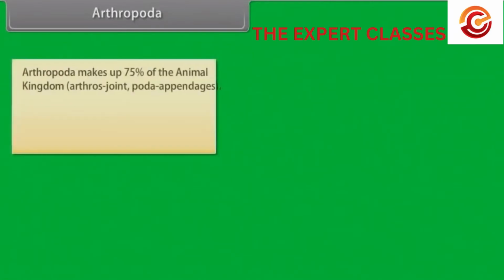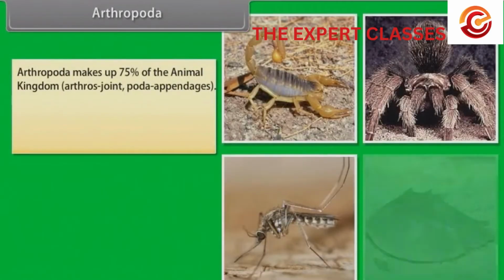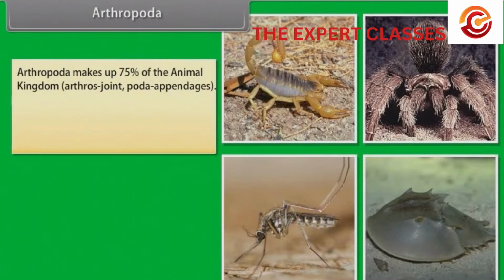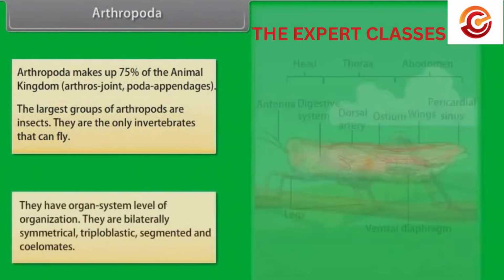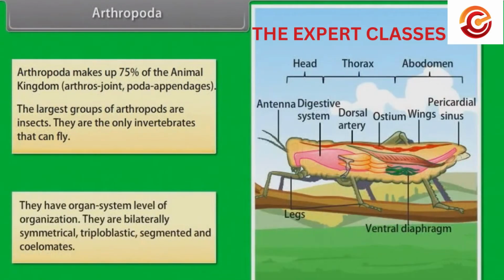Arthropoda. Arthropoda makes up 75% of the animal kingdom. Arthros means joint, poda means appendages. The largest group of arthropods are insects. They are the only invertebrates that can fly. They have organ system level of organization.